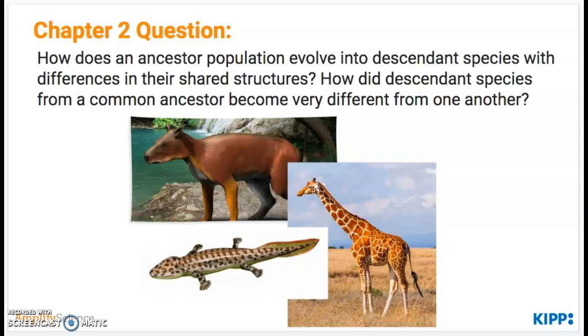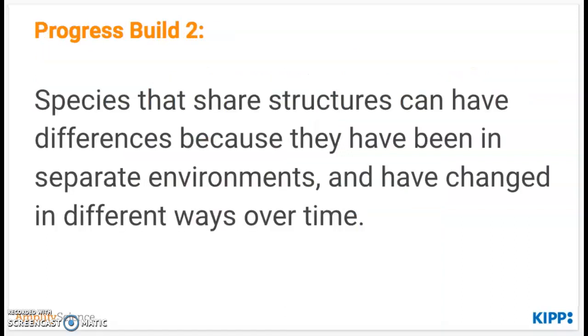Based on the amount of time that has elapsed between each species' appearance in the evolutionary tree, we can see that with longer amounts of time, more dramatic changes occur in the traits. Students eventually reach Progress Build 2 then. Species that share structures can have differences because they have been in separate environments and have changed in different ways over time.